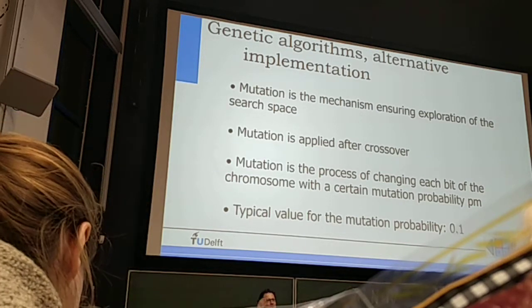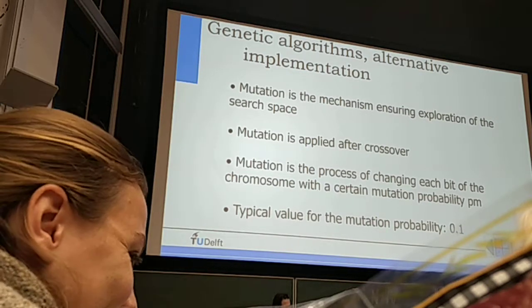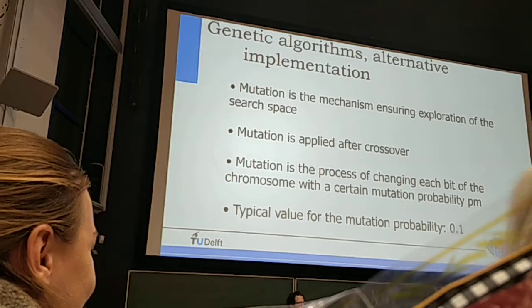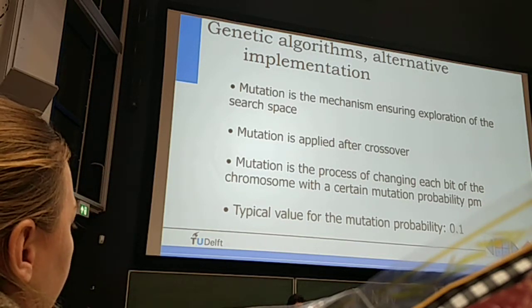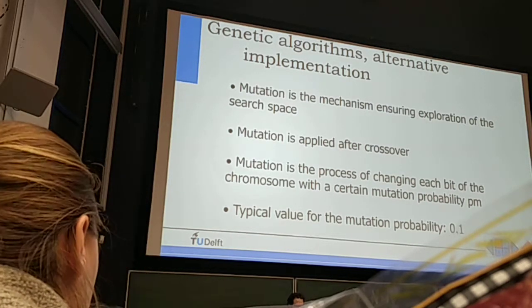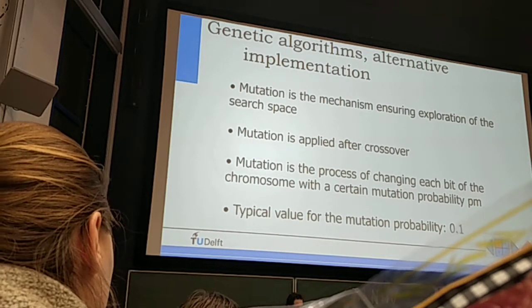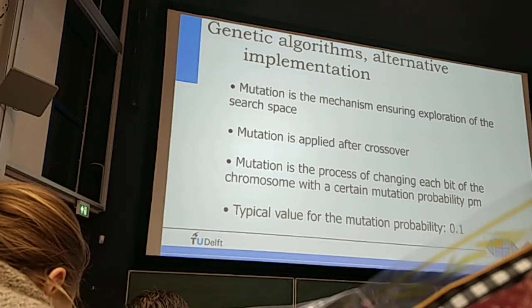So you want to make sure that new things happen, so you do go outside your comfortable space. And in this case, mutation is applied after crossover. So first we'll cross it over, and then we randomly pick mutations within the DNA. So mutation will change a single bit of the chromosome. A typical value for the mutation is 0.1.